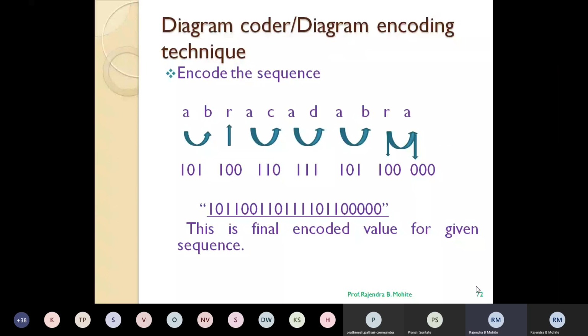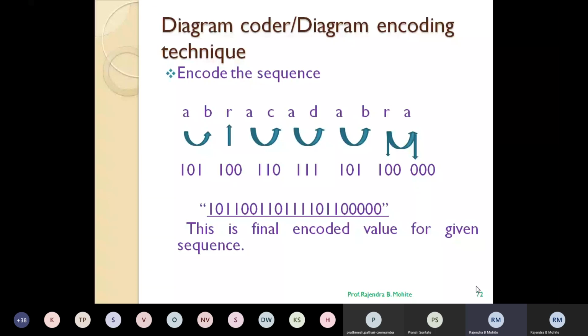So A is already present. AB is there, so I am representing the code of AB, it is 101. For RA, it is not there, so I am considering individual R, its code is 100. For A, it is there, and AC is also there, so it is a pair of two, then 110. A is there, AD is there, so I am considering AD. Its code is 111. A is there, AB is there, so I am considering AB. Its code is 101. Then moving towards the next, RA is not there, so I am considering individual R, and individual A, 000.